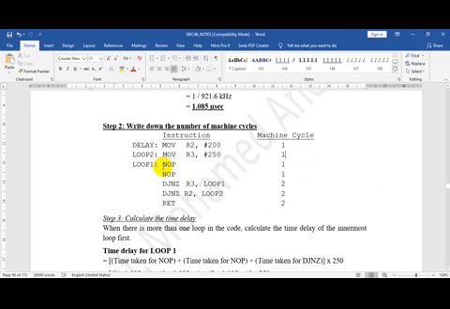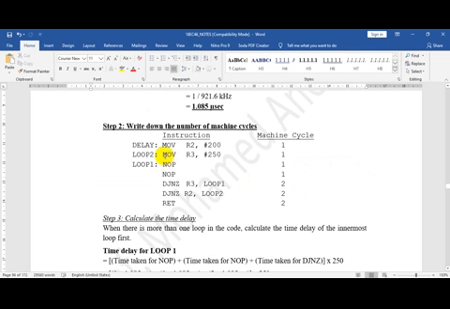When I want to calculate the time taken for loop 1, it will be the time taken by the NOP instruction plus the time taken by this NOP instruction plus the time taken by the DJNZ instruction, multiplied by the loop count. The loop count is in R3, that is 250. So the time taken by these three instructions into 250 will give you the time taken by loop 1.